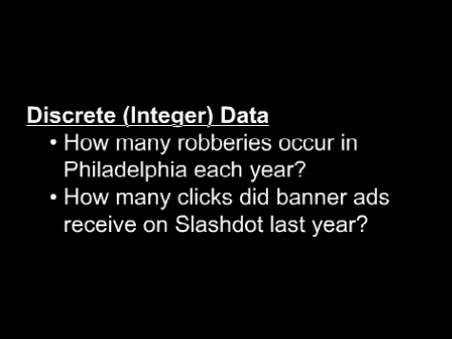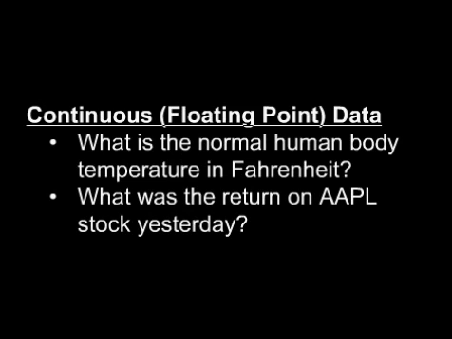Here are some quick examples of continuous data. These are things that really do want to be represented with floating point numbers. For example, what's the normal human body temperature in Fahrenheit? It's 98.6 degrees. That's something you wouldn't want to use an integer for.